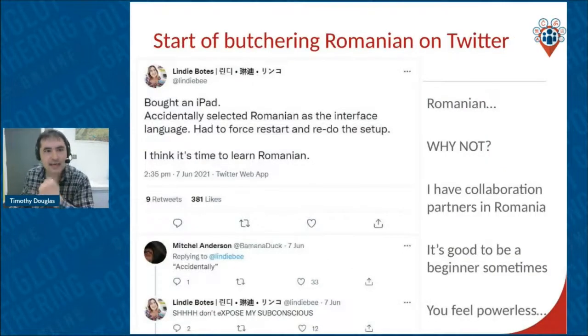And why I started to use languages badly on Twitter was actually inspired by a joke made by Lindy Botes, the famous polyglot. And she said that she bought an iPad and accidentally selected Romanian as the interface language. And then she said, "Oh, I think it's time to learn Romanian." Yeah. And it was meant as a joke, but I thought to myself, Romanian? Well, why not? I know people from Romania.